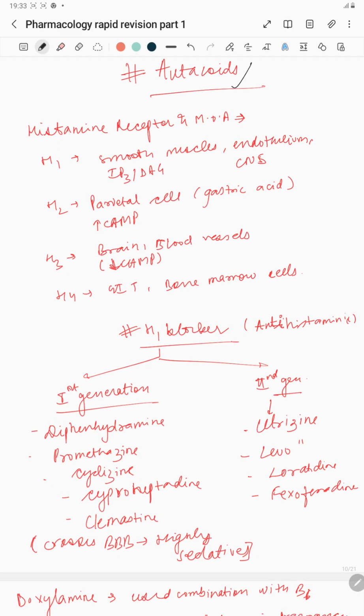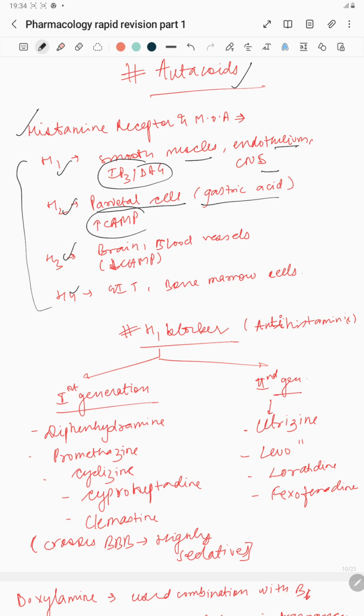Next topic is Autacoids. First we'll talk about the histamine receptors and their mechanism of action. Histamine receptors are 4, which are H1, H2, H3, H4. H1 is in smooth muscles, endothelium and CNS. It acts via IP3-DAG pathway. H2 in parietal cells, gastric acid secretion via raising cyclic AMP.